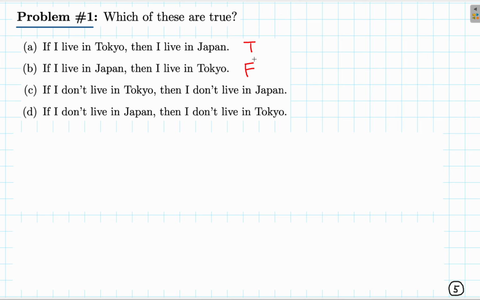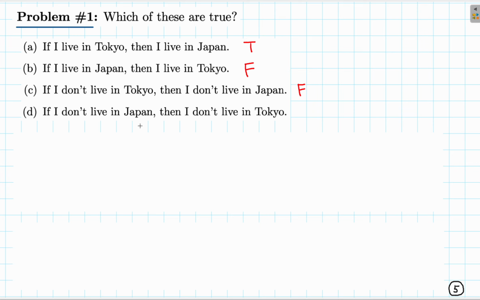What about part C? If I don't live in Tokyo, well, I certainly didn't. I lived in Osaka. Then I don't live in Japan. Well, that's not true. Once again, I lived in Osaka, so I didn't live in Tokyo, but I still lived in Japan because that was a different city in Japan. So statement C is false.